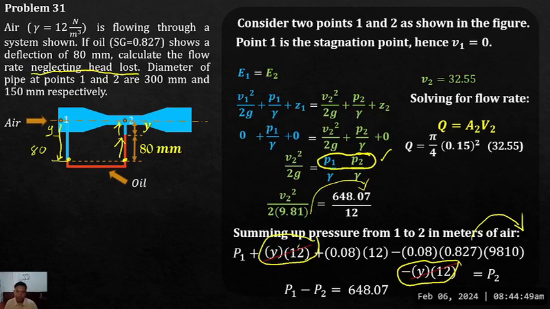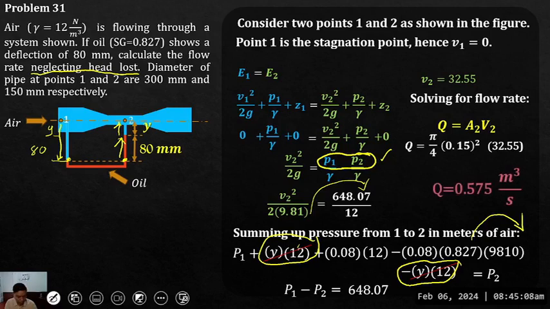Okay, Facebook may nagsagot ng 0.57. Okay. How about the others? Okay. So, sagot natin for Q is 0.575 cubic meter per second. So, ito na ngayon yung flow rate neglecting head loss. Okay po?